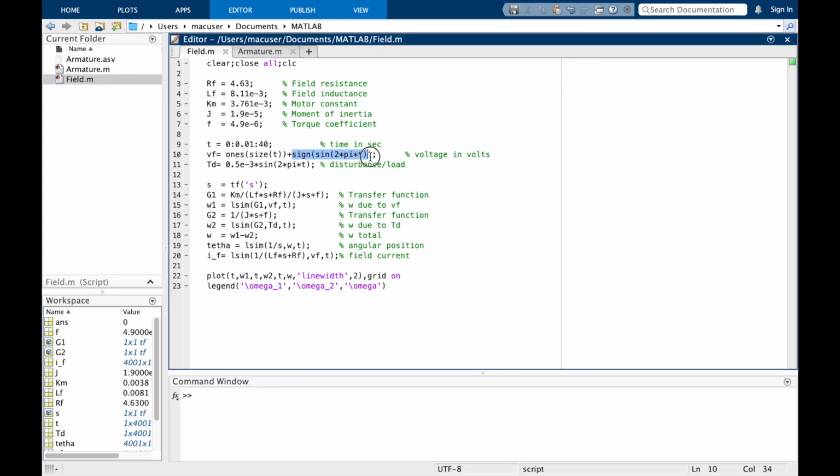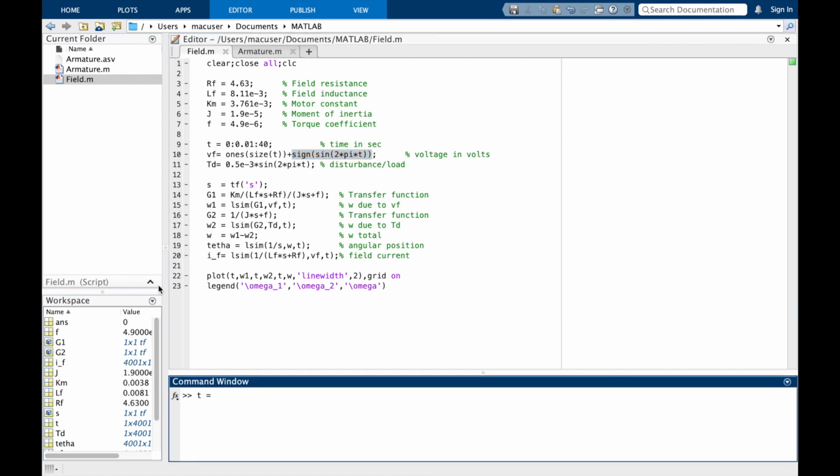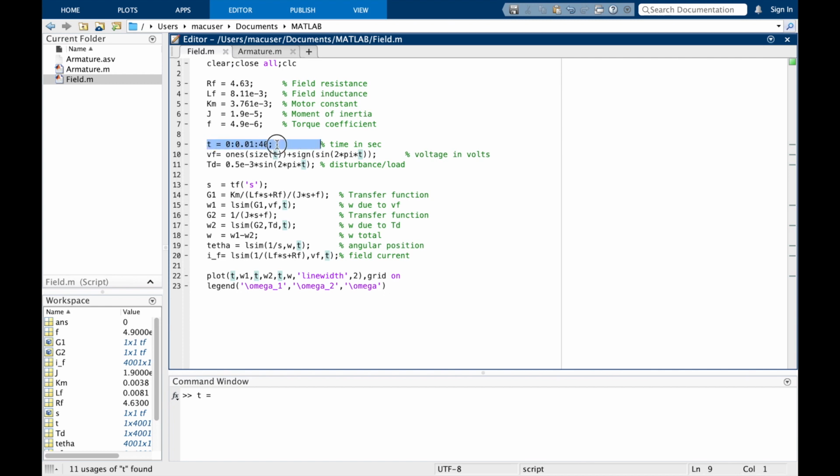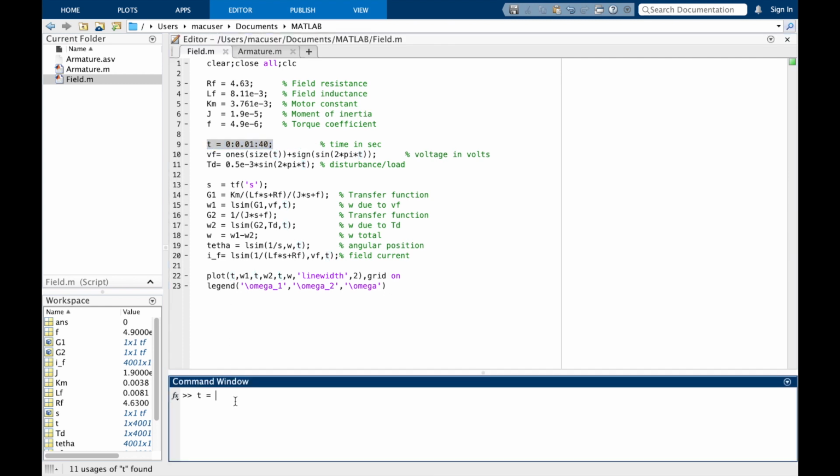Let me show you how it appears. I'm declaring t, up to 5. X is equal to sine 2 pi t, so this is an ordinary sinusoidal function, and y is the signum function of x.